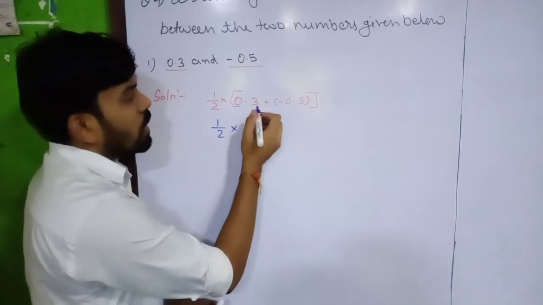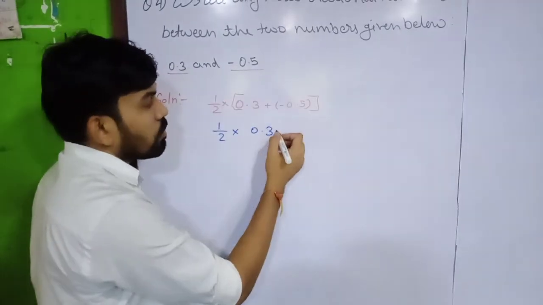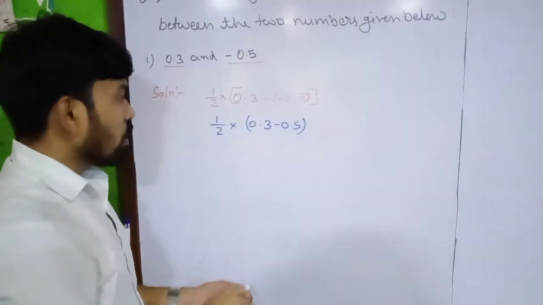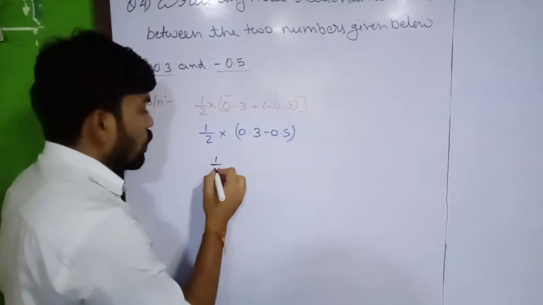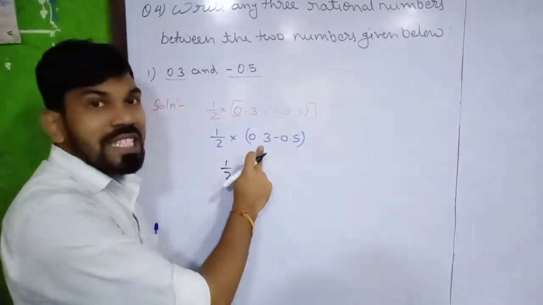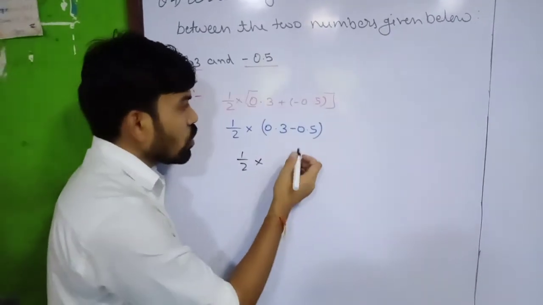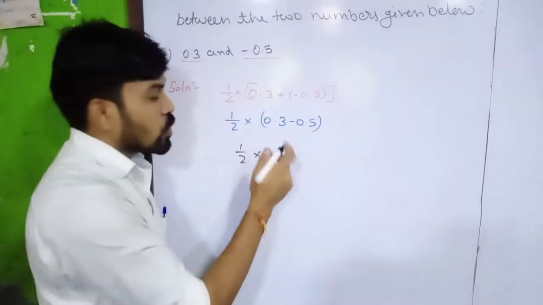1/2 multiplied by 0.3 minus 0.5. Yes. Now 1/2 into 1 is plus, 1 is minus. We are getting the minus. So 5 minus 3, 2.